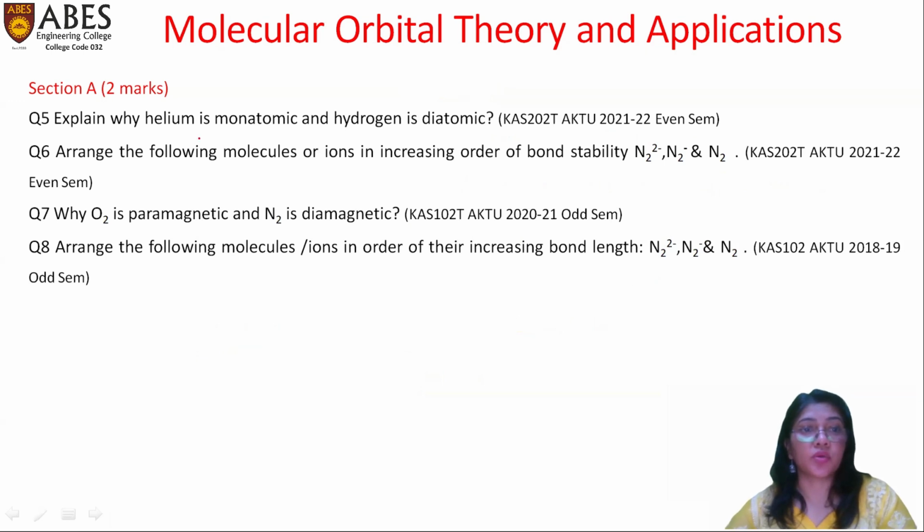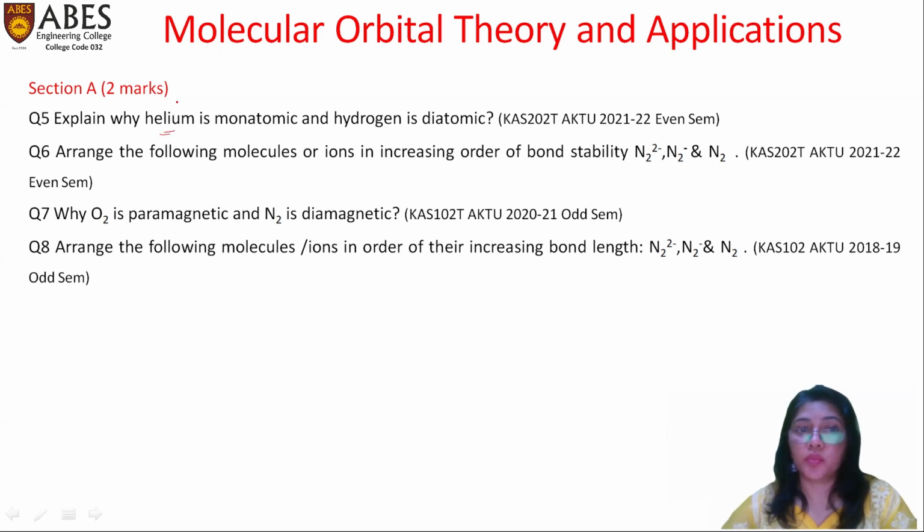Another question. Okay. Now question number 5 asks: explain why helium is monoatomic and hydrogen is a diatomic molecule. In this case, since helium and hydrogen have very small molecular orbital diagrams, we can explain it by drawing the molecular orbital diagram, or we can write the electronic configuration of both these atoms, and then calculate the bond order.